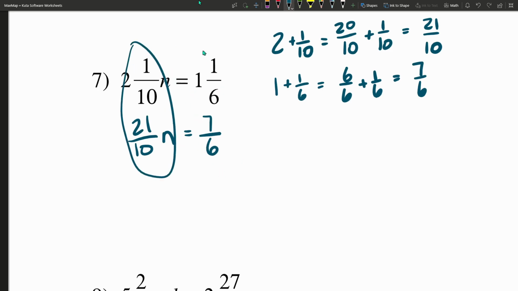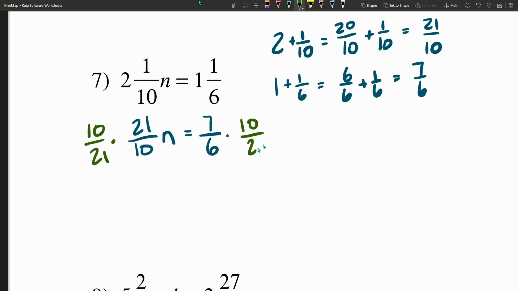So left-hand side is equal to the right-hand side. Now, in order to solve, I'm going to multiply by that reciprocal. So multiply by 10 over 21, multiply by 10 over 21. 10 cancels out, 21 cancels out to leave me with 1 times n, which is n, there's that identity.